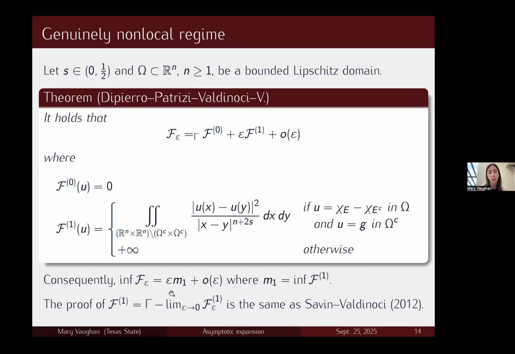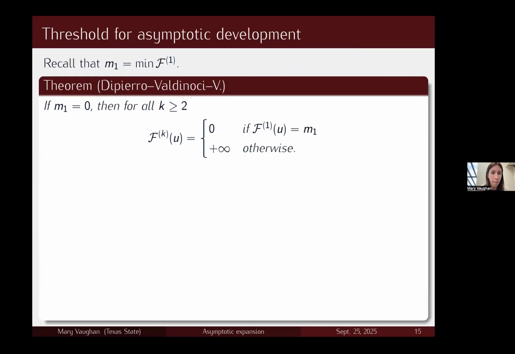You get the asymptotic expansion of minimizers and of the minimum values as well. And the proof is exactly the same as what Savin and Valdinoci did in the interior. But then we asked the question of what happens with a higher order asymptotic development. So that was first order. Can we say something about a second order asymptotic development?